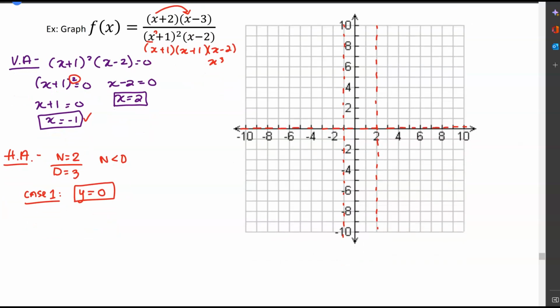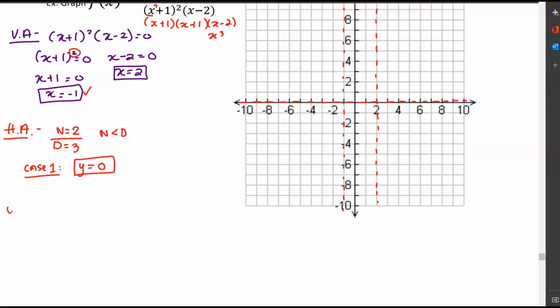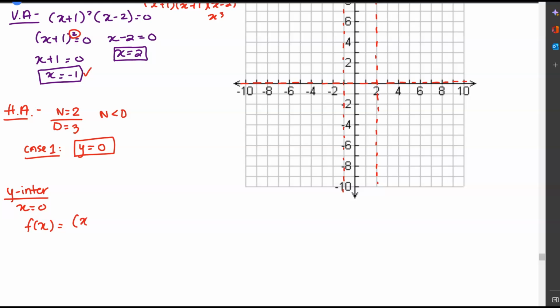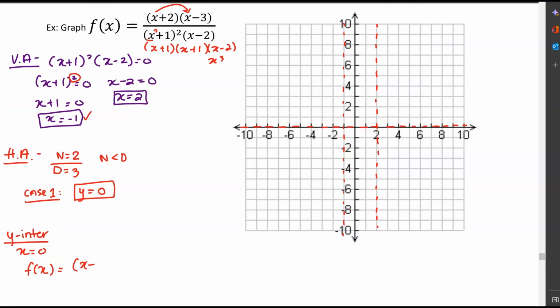Now let's figure out what happens. Do I have any y or x intercepts? Remember, for a y-intercept, we set x equal to 0. So when I do that in this function, f of x is equal to x plus 2, x minus 3, all over x plus 1, x minus 2 squared.